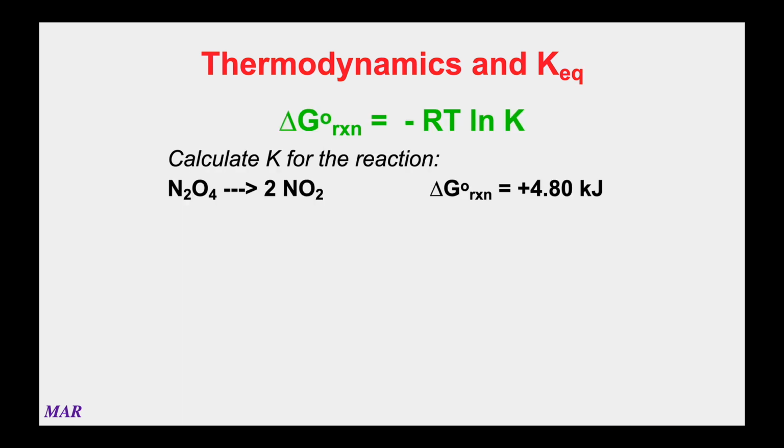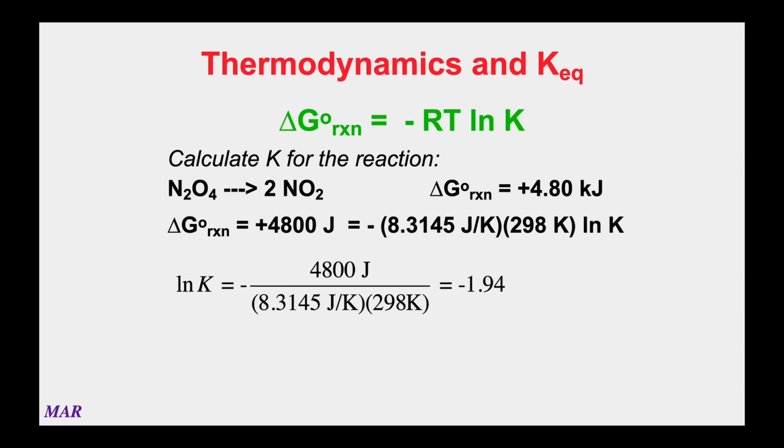Here's an example. Dinitrogen tetraoxide breaking down to 2 nitrogen dioxides. The delta G is positive 4.80 kilojoules. Well, let's calculate the equilibrium constant for this reaction. No problem. So 4.80 kilojoules, we're going to put up there for delta G. Usually R is just in joules, so let's convert the kilojoules into joules. If you have joules and kilojoules, you've got to have them be the same kind of unit, big time.